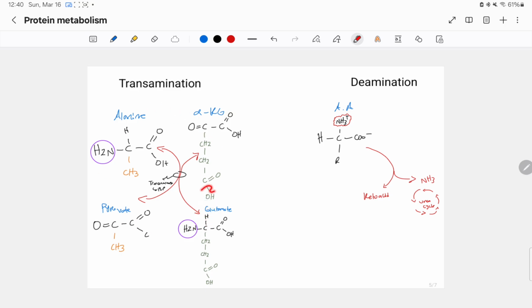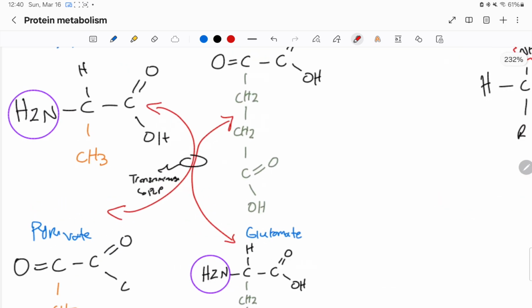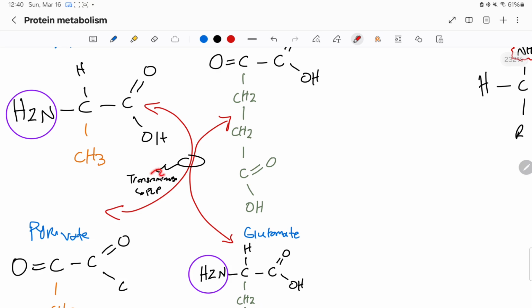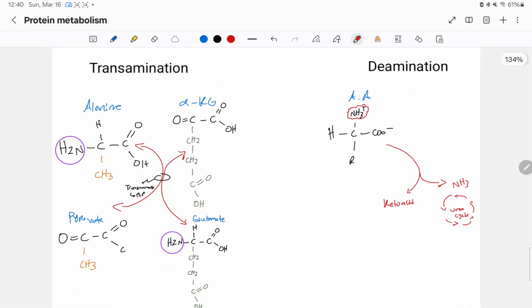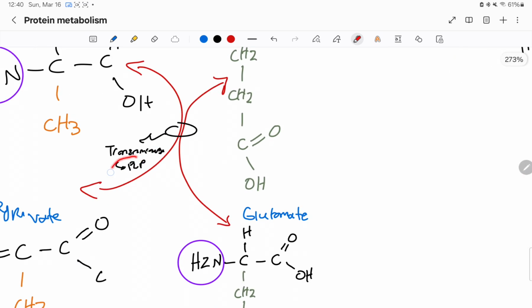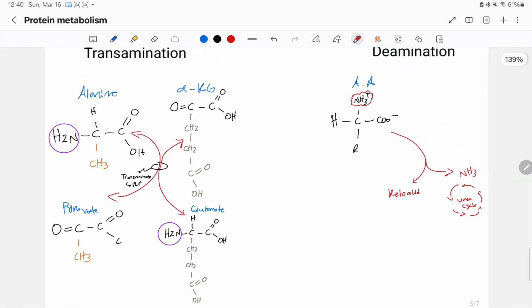Now, this is not the only transamination reaction that can occur in the body. There are other amino acids that can be transaminated. Usually, when there is a transamination reaction, there is an enzyme called a transaminase. For example, the enzyme in this scenario would be alanine aminotransferase. And funnily enough, as a cofactor for that enzyme to work, they use pyridoxal phosphate, which is vitamin B6.